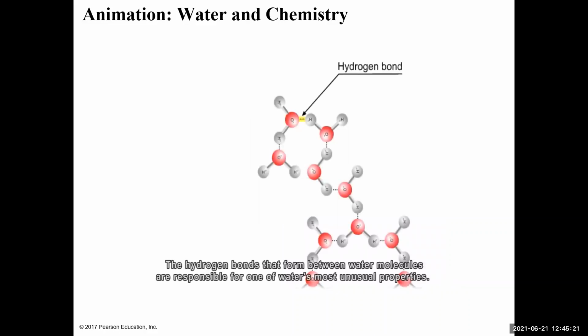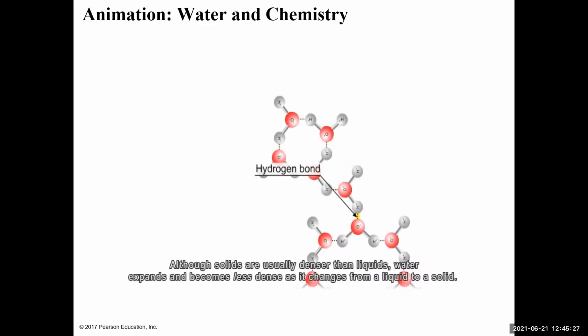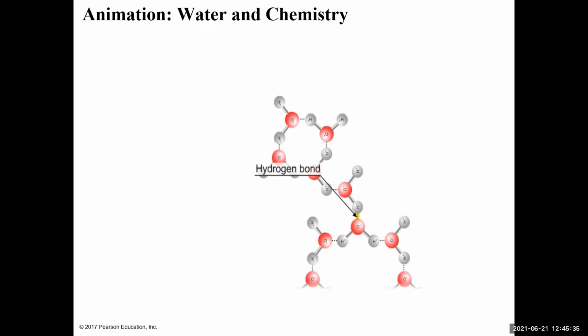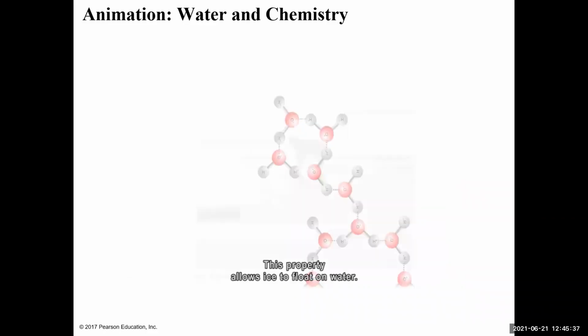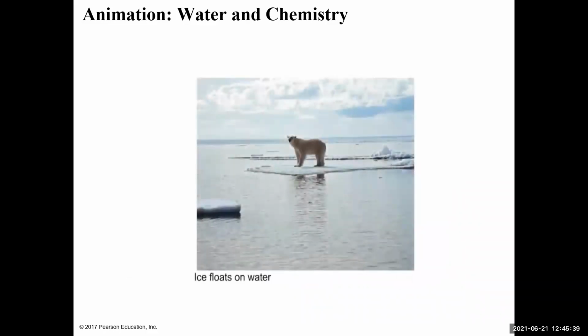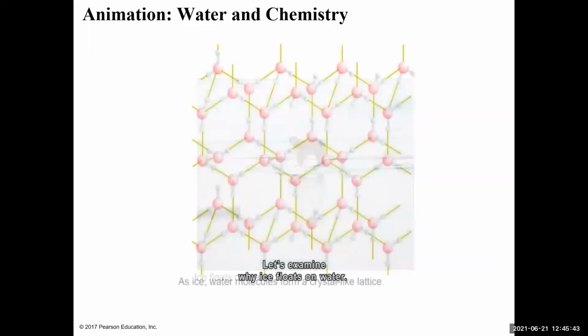The hydrogen bonds that form between water molecules are responsible for one of water's most unusual properties. Although solids are usually denser than liquids, water expands and becomes less dense as it changes from a liquid to a solid. This property allows ice to float on water. Let's examine why ice floats on water.